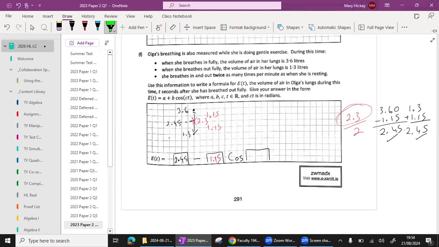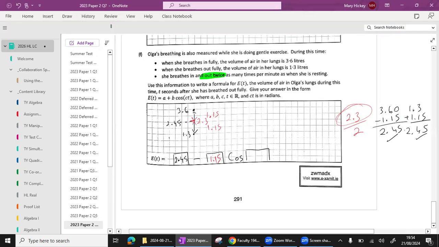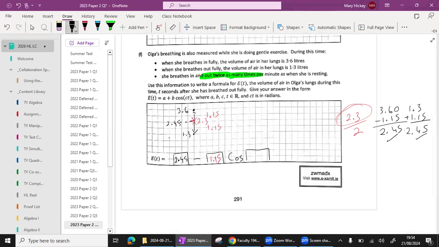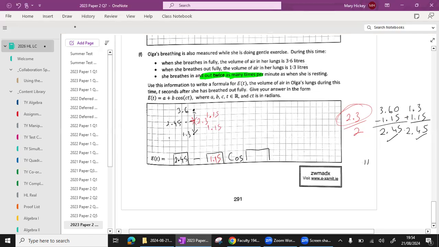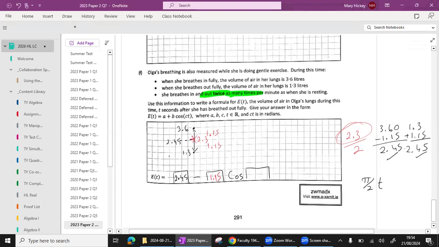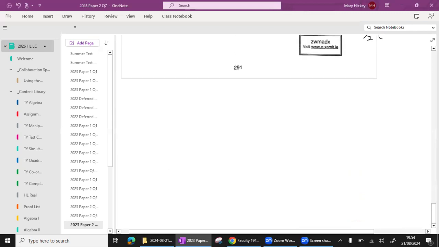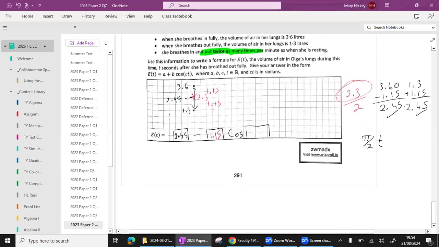Now, we are told that she breathes in and out twice as many times. So think about what the period used to be. So the period was pi over 2t. That's correct, isn't it? Let me double check. Pi over 2t. Now, if she's doing it twice as fast, we will multiply by 2. And that actually just gives us pi t. So the period is now pi t. Okay, and that's the answer to that one.